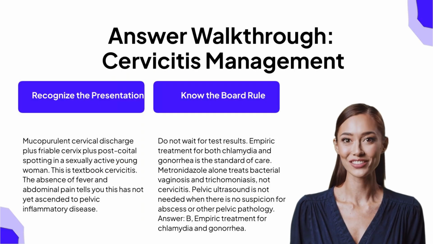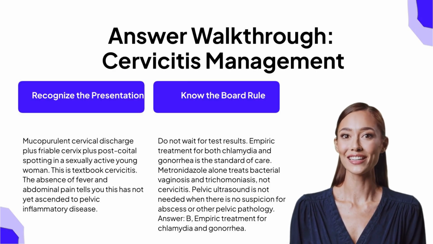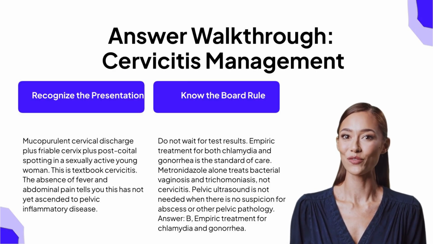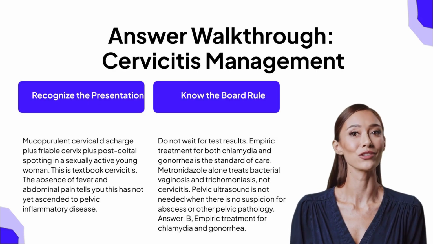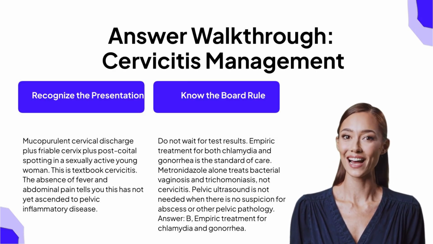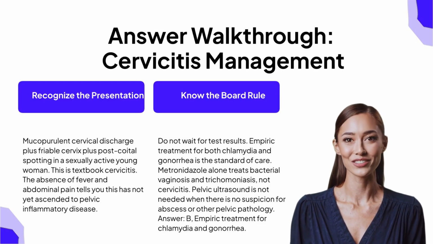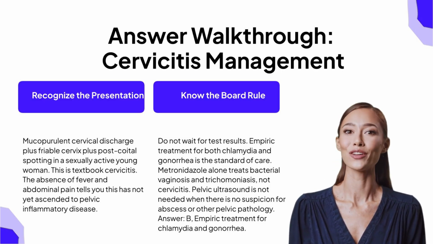Let us walk through this cervicitis answer. The stem gives us the classic cervicitis presentation: mucopurulent cervical discharge, cervical friability, and postcoital spotting in a young sexually active woman. The key observation is that she has no fever or abdominal pain, which tells us this has not ascended to become pelvic inflammatory disease.